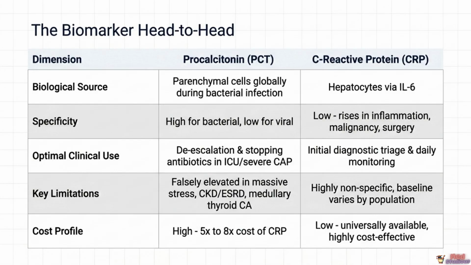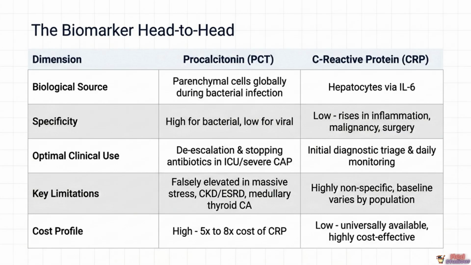CRP, in contrast, is highly nonspecific. It rises in any inflammatory state, including malignancy, autoimmune disease, surgery, and trauma. Third, optimal clinical use. PCT is the preferred biomarker for guiding antibiotic de-escalation and stopping therapy in ICU and severe community-acquired pneumonia. CRP excels at initial diagnostic triage and daily monitoring of inflammatory trajectory.